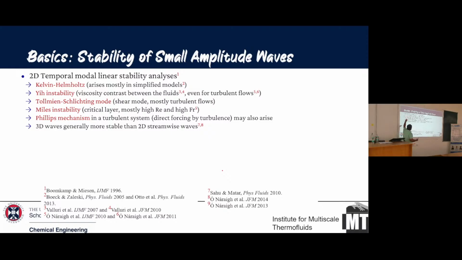There is also another mechanism called the Phillips mechanism, by which you have direct forcing by turbulence. Turbulence itself produces these pressure pulses, and that can also come up. Obviously, the examples and pictures which I showed were 2D, but you will also have 3D instabilities. Whenever you have a wave, you can have a wave which is growing at the same time, but this will develop a tongue, but this won't develop a tongue. So you can have a three-dimensional instability as well.